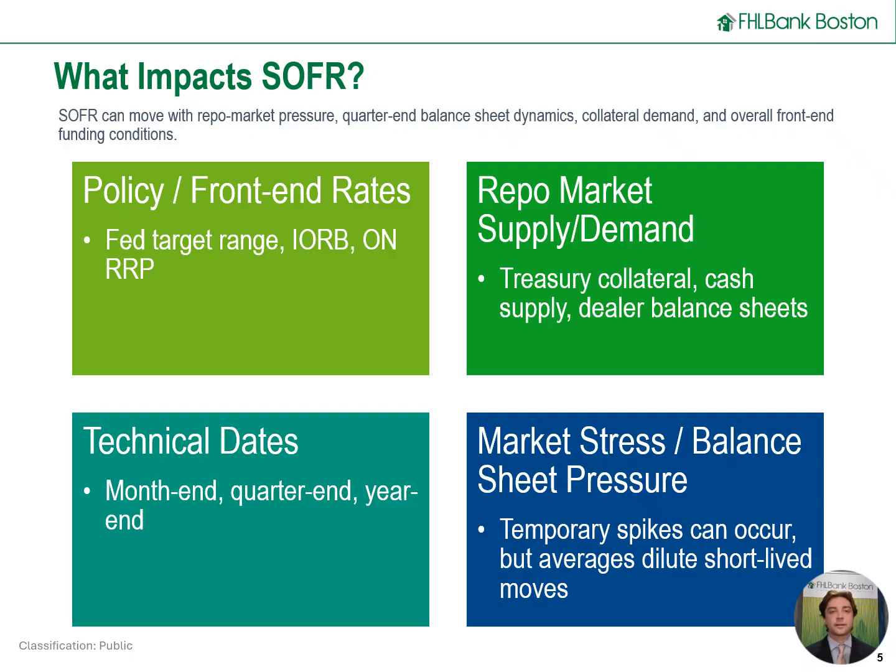Second, repo market supply and demand. If there is more Treasury collateral that needs to be financed, or less cash and dealer balance sheet capacity available to finance it, repo rates can move higher. More available cash and balance sheet capacity generally work the other way.